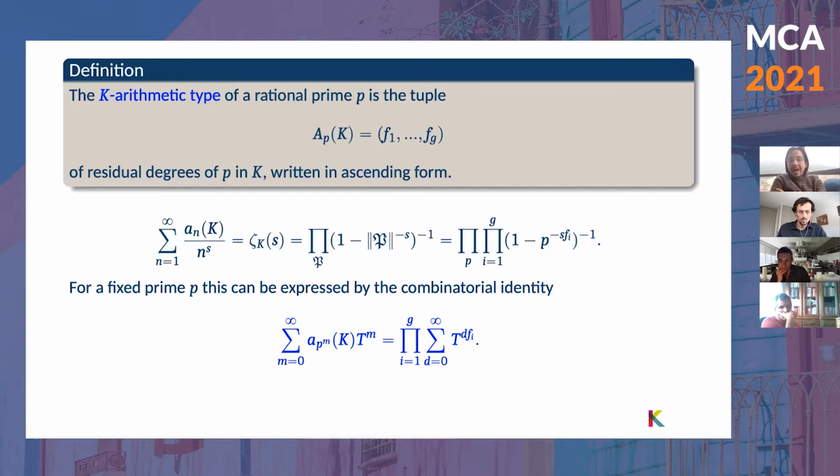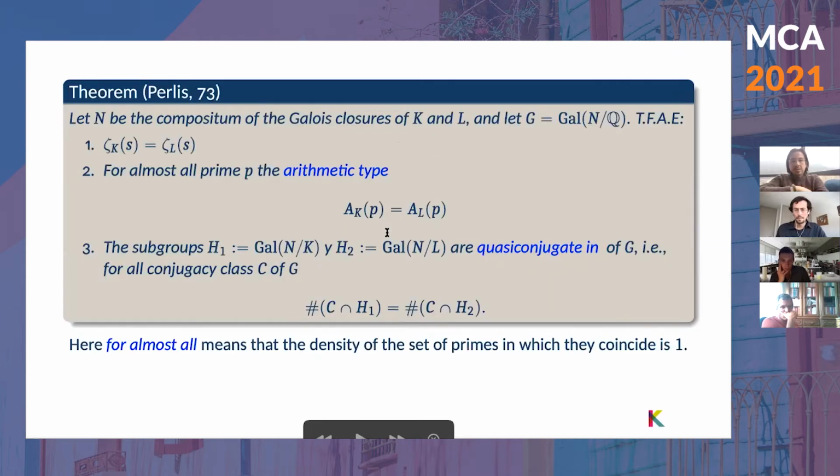the knowledge of the f_i will give you the knowledge of the a_p^m numbers and vice versa. You have to do a little basic combinatorics and you can do it. Therefore, it's sort of believable that the Dedekind zeta function is completely determined by the arithmetic types. And that's sort of the main theorem of arithmetic equivalence that Perlis proved.